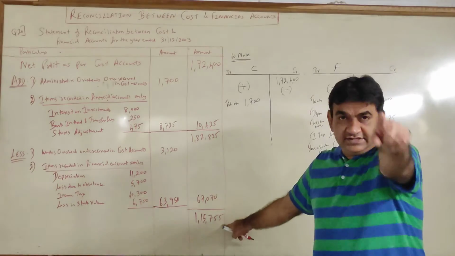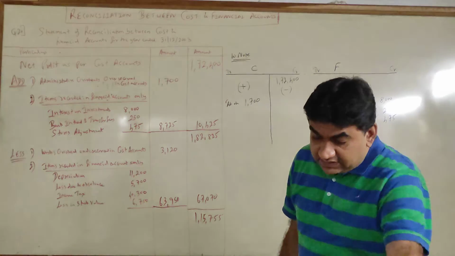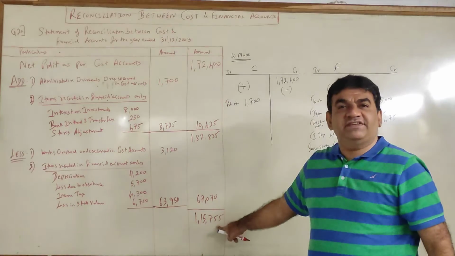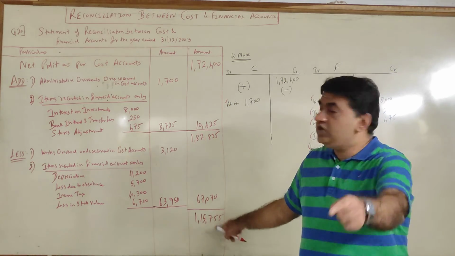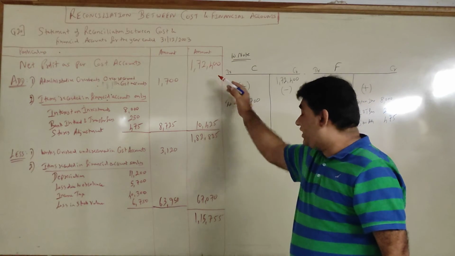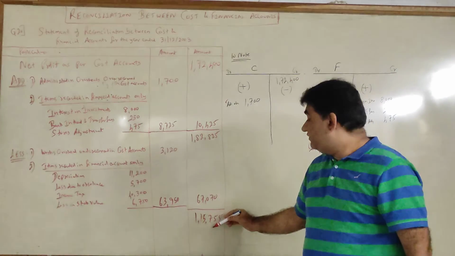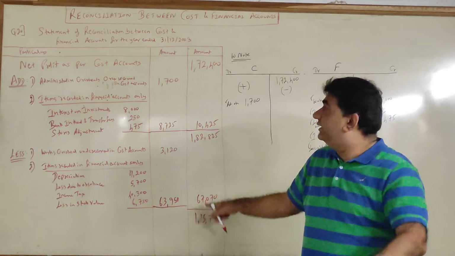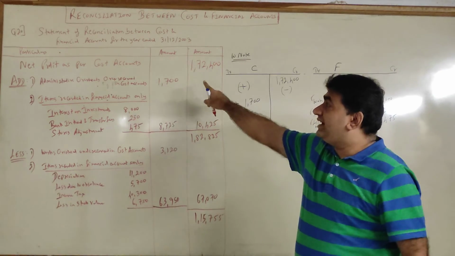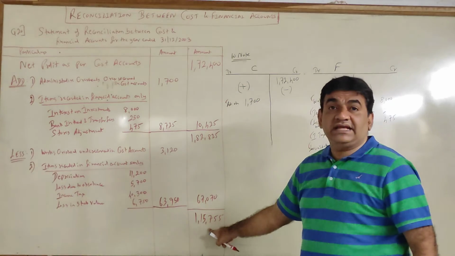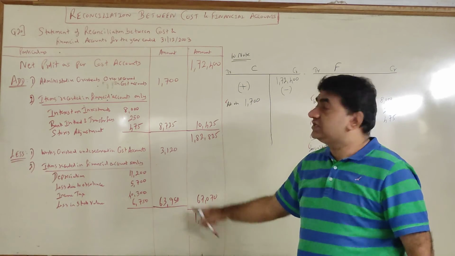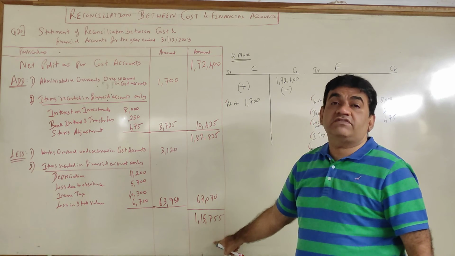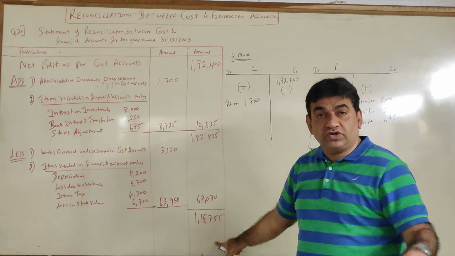115,755. See the starting, the second line of the question. What is the profit as per financial accounts? 115,755. Got it? See, they have told you cost profit 172,400, finance profit 115,755. So this profit is finance. Keep in mind, if you are starting with net profit as per cost accounts, the final answer is net profit as per financial accounts. If you are starting with net profit as per financial accounts, the final answer will be called as net profit as per cost accounts.